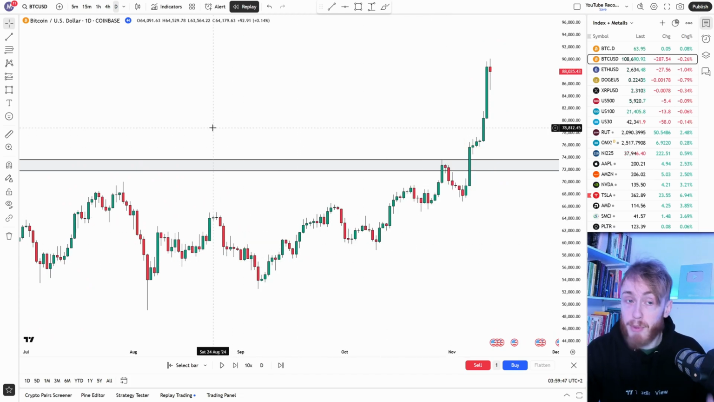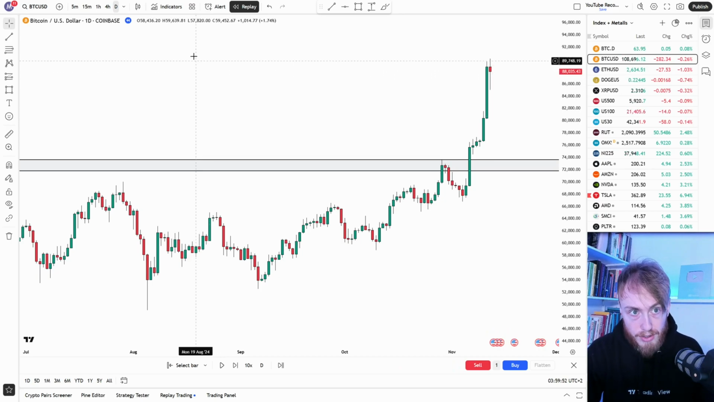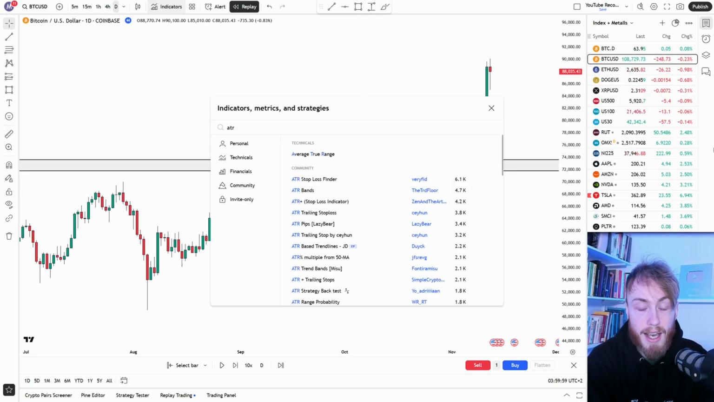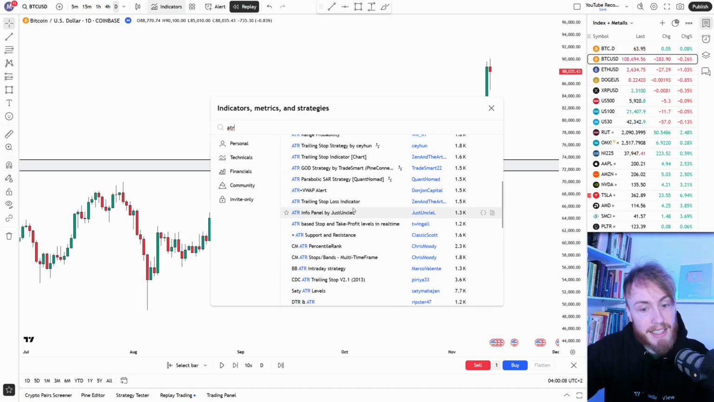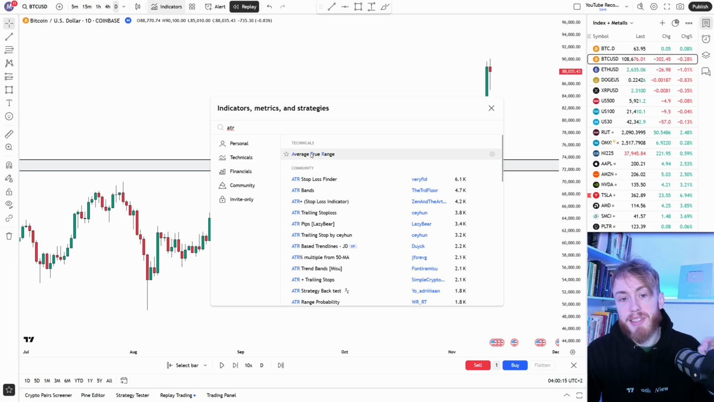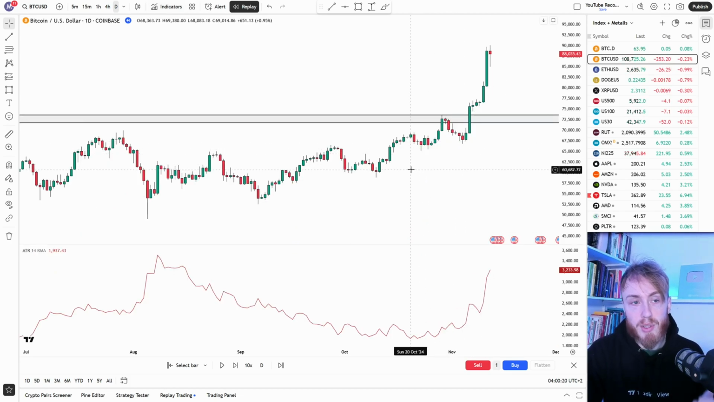Well, to understand this, we first, of course, need to open up the ATR indicator. So to do this, we go up here to the indicators tab, and then you can simply search for ATR, and it should come up right here. You can see TradingView has a built-in average true range indicator, and we also have tons of different slight variations of the ATR created by the community. But for this video, I will stick with the normal average true range. So let's open this one up.